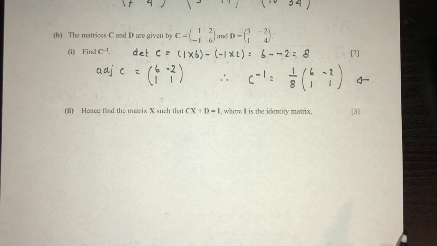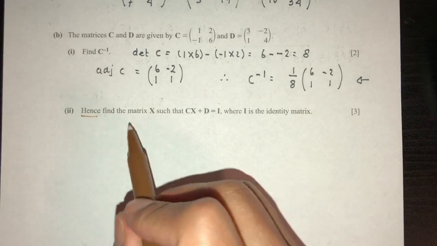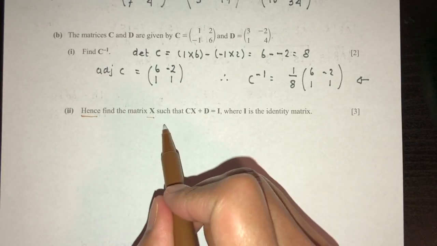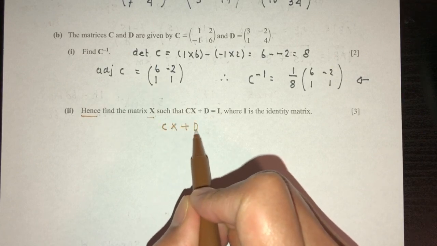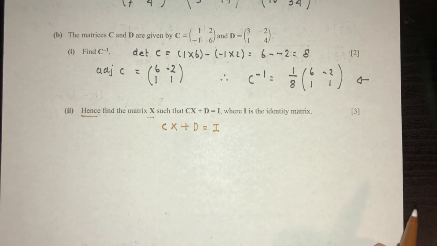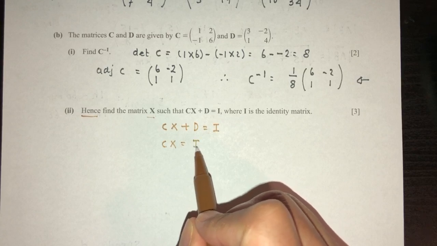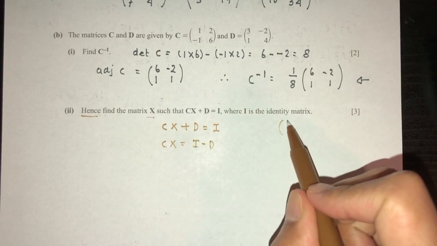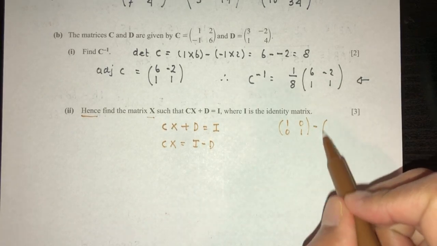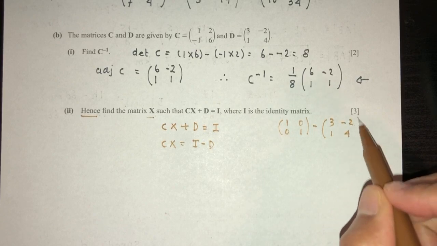Now for part 2, hence again means you have to use your answer from part 1 to find the matrix X. So let's do step by step. So right now we have Cx plus D is equal to I. So we have to find X, we have to make X become the subject of formula. So you'll have Cx is equal to I minus D. So what is I? I is 1, 0, 0, 1. It is your identity matrix. Minus D. D is given to you already as 3, 1, minus 2, 4.